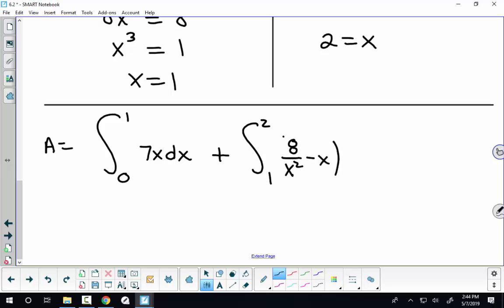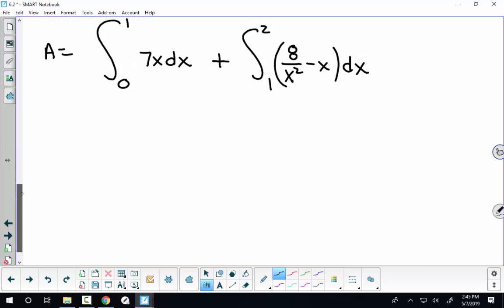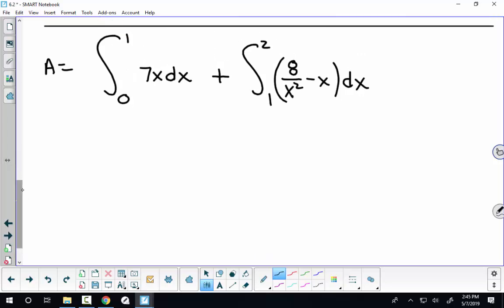We can't combine the terms there, but we can integrate each term, or find the antiderivative of each term. So we'll do the first one: the antiderivative of 7x with respect to x is 7x squared over 2. And keep in mind we're evaluating that from 0 to 1.